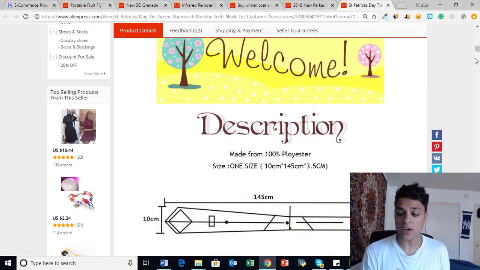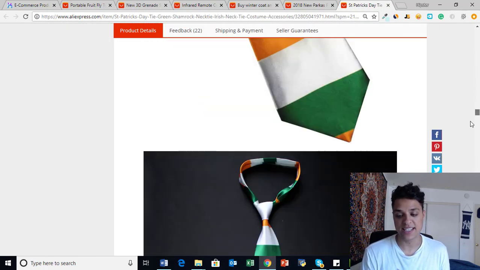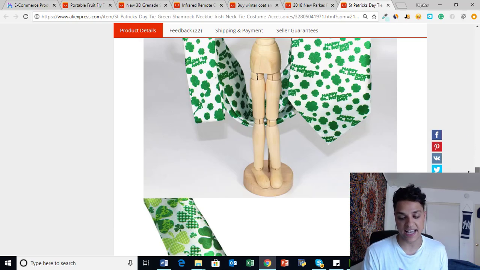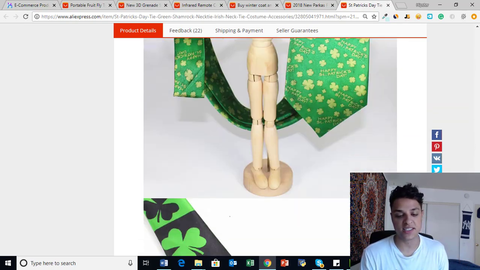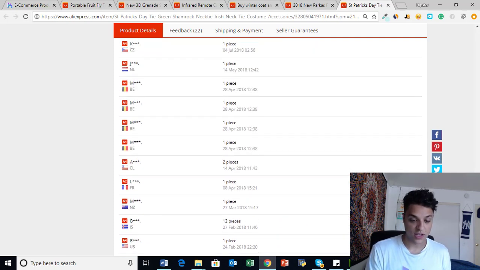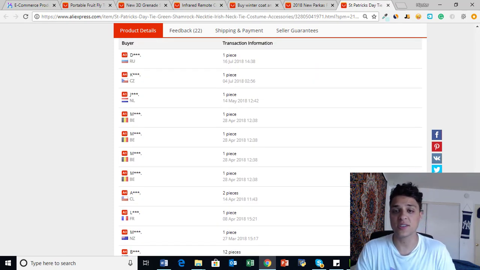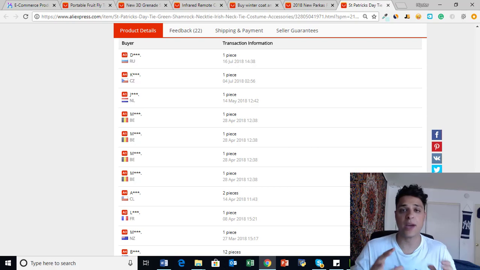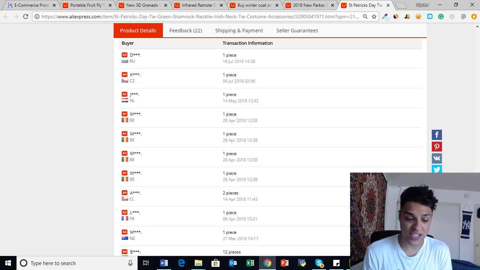So we're going to go to the transaction history tab. Every single product in AliExpress has this. It pretty much just shows you how many sales someone purchased this product and when they did. So let's look at this. They had 19 sales. So let's say you were looking for a product that met your criteria of sales. But now we're actually going to look at the transaction history and the information.